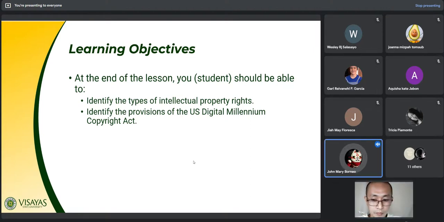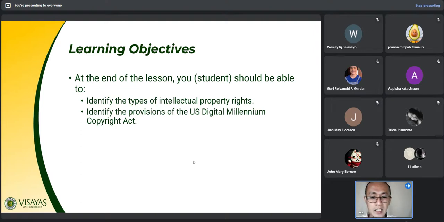Yes, sir. When trying to find movies. Yes, when you try to find, class, free movie downloads, that usually came up. So some of these contents, class, violated this U.S. Digital Millennium Copyright Act. So we'll get to know, class, what are some of the features or contents of this U.S. Digital Millennium Copyright Act.